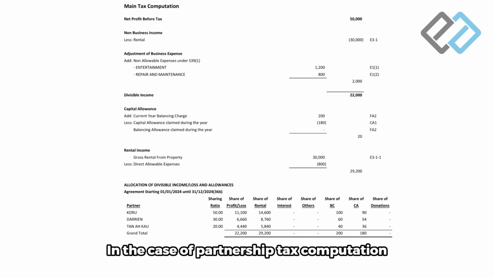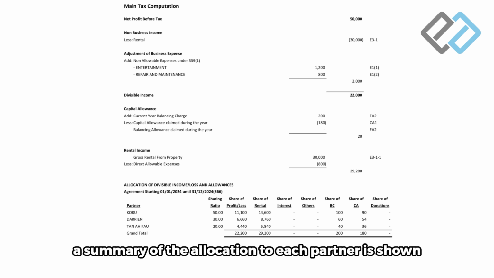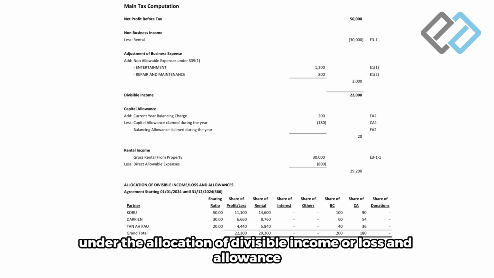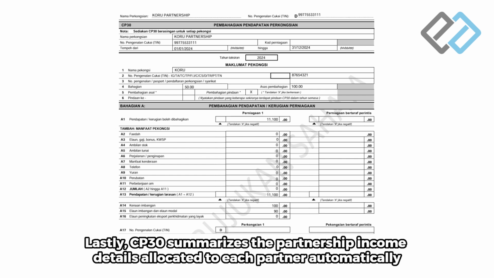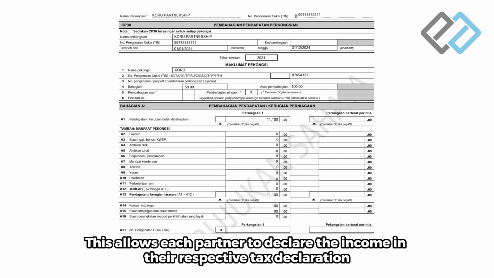In the case of partnership tax computation, a summary of the allocation to each partner is shown under the allocation of divisible income or loss and allowance. Partners' benefits are shown under the allocation of partners' benefits section. Lastly, CP30 summarizes the partnership income details allocated to each partner automatically. This allows each partner to declare the income in their respective tax declaration.